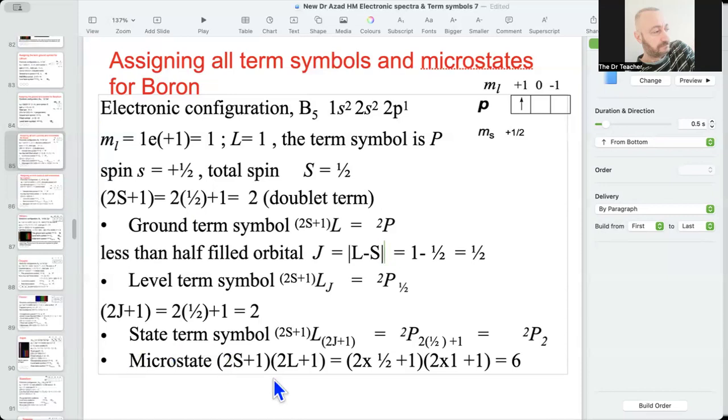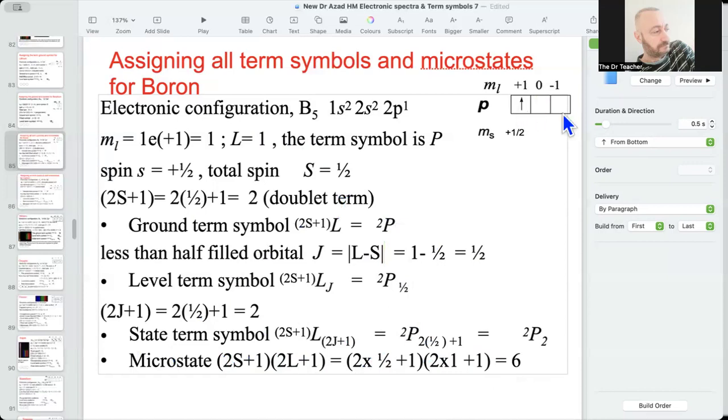Microstates are 2S plus 1 times 2L plus 1. So 2S plus 1 is 2, and for 2L, what is L? You take it from here: 2 times 1 plus 1 will be 3. 3 times 2 will be 6. So we can arrange this electron 6 times.